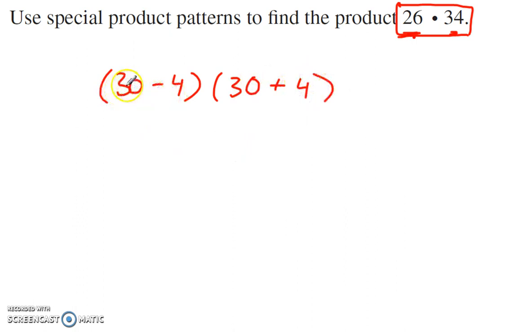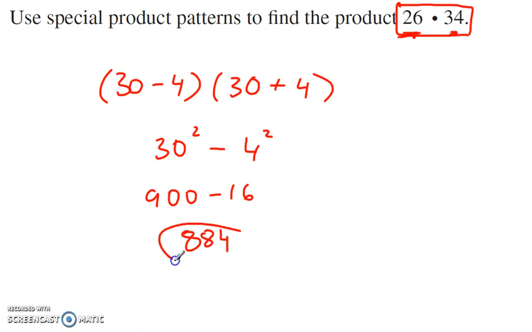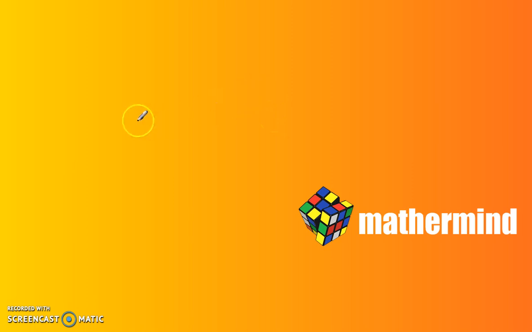Okay, so now I have the difference of these two and the sum of the two. I know that that gives me 30 squared minus 4 squared. And those are easy. 30 squared is 900, 4 squared is 16. So all I have to do is 900 minus 16. 900 minus 10 is 890. Minus 6 is 884. There you go. It's that easy, ladies and gentlemen.